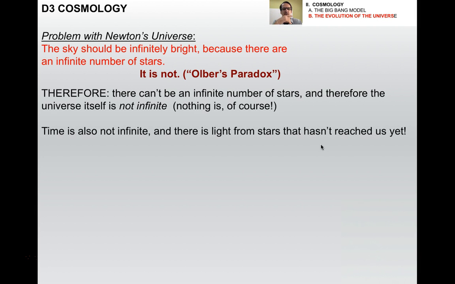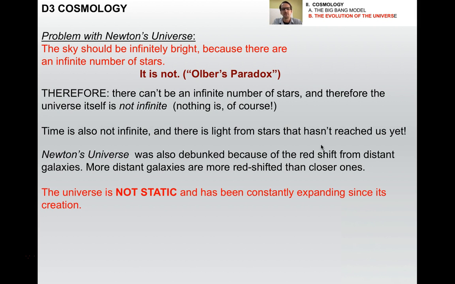It's not, and this is called Olbers' Paradox. So therefore, there can't be an infinite number of stars, and therefore the universe itself is not infinite. Infinity doesn't exist anyway. Nothing is infinite. So time is also not infinite, and there's light from stars that, of course, hasn't even reached us yet.